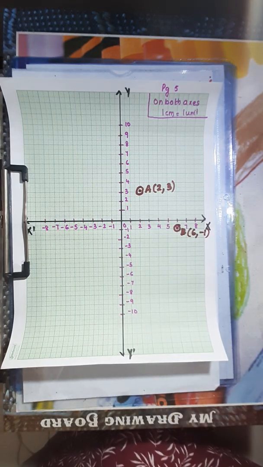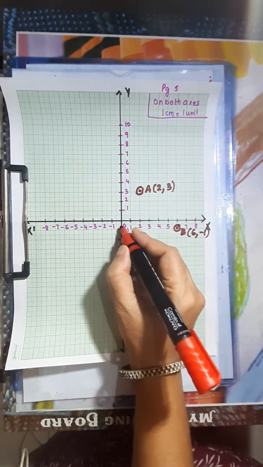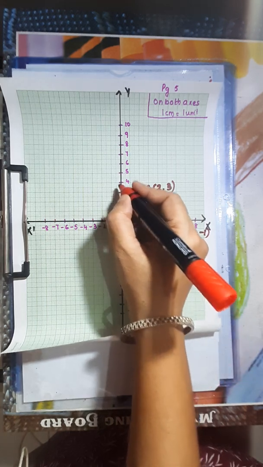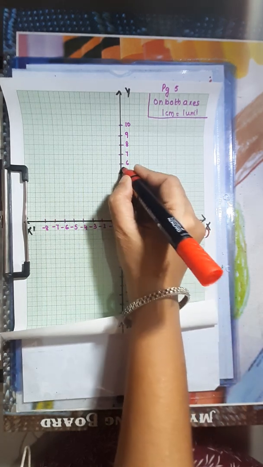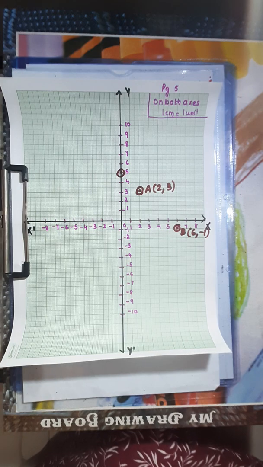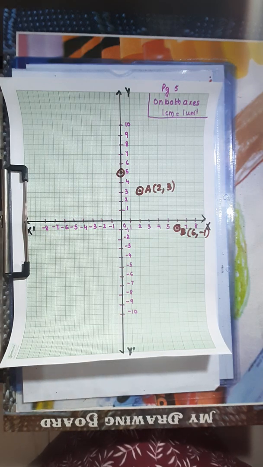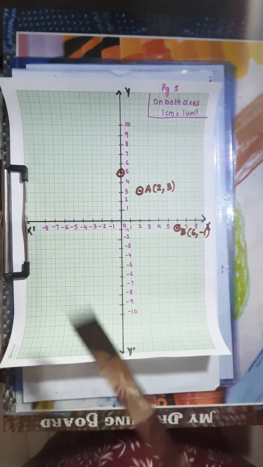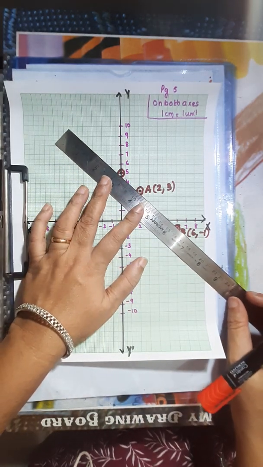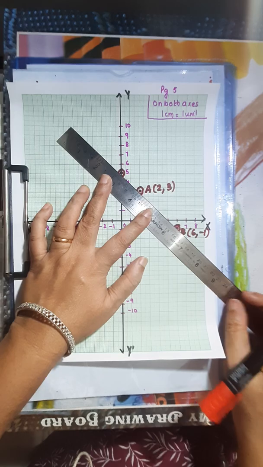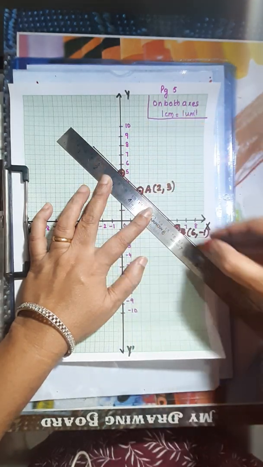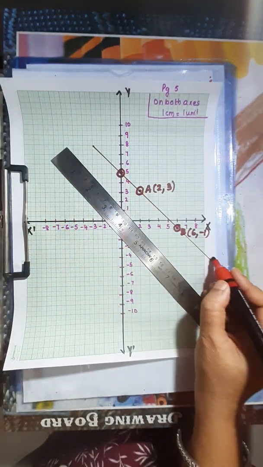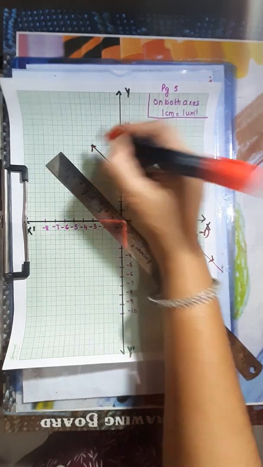C (0, 5). 0 and 5. 1, 2, 3, 4 and 5. Okay, now they are asking me, are these points collinear? If so, draw a line including them. Right? So this is my line because the points are collinear.